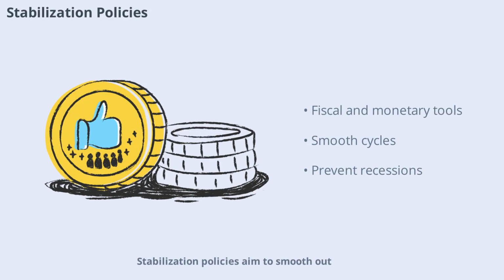Stabilization policies aim to smooth out business cycles and maintain steady growth. Fiscal policy adjusts government spending and taxes, while monetary policy manages the money supply and interest rates. Effective stabilization requires timely, targeted, and coordinated actions to address economic shocks and prevent prolonged recessions or overheating.